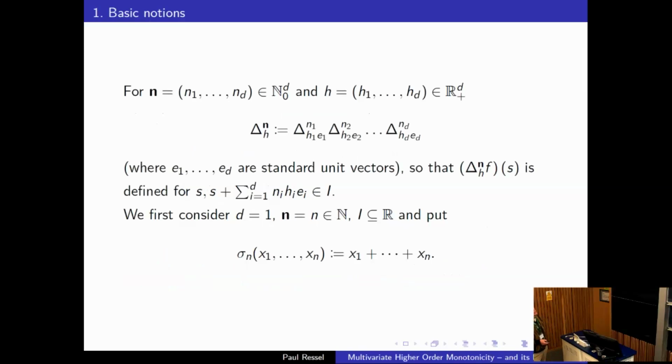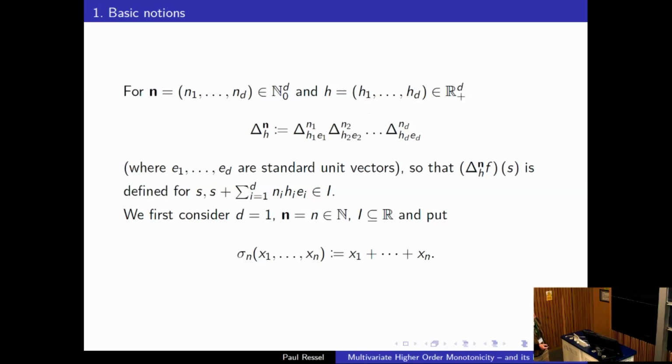For n, a vector of non-negative integers, and H, a vector of non-negative entries, I define this new notion delta H n. It means that n1 times I take the difference operator in the direction of the first standard vector, and n2 times for the second with H2, and so on. This is defined as soon as the points are in I. This is neat because I is an interval, so then everything is defined.